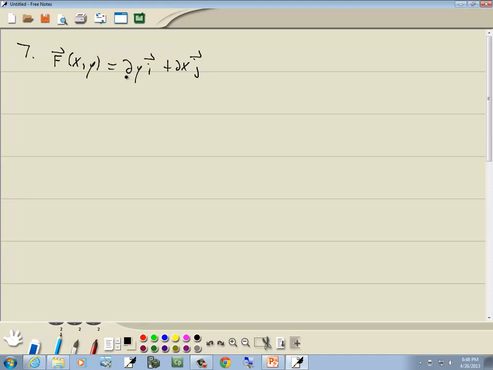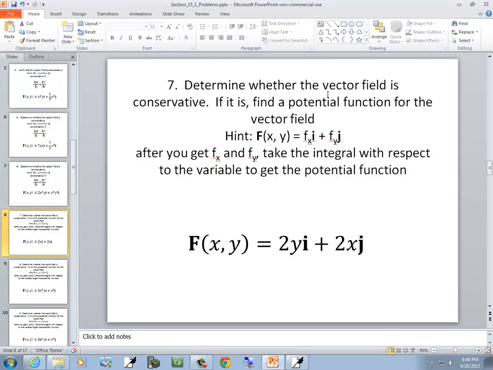Well, first off, this is our m, and this is our n. So we need to take the partial of m with respect to y, and we're checking to see if that's equal to the partial of n with respect to x. Well, the derivative of m with respect to y is 2, and the derivative of n with respect to x is 2. So it is conservative, which means we can go further and find the potential function. That's what they're asking you here. Find a potential function.